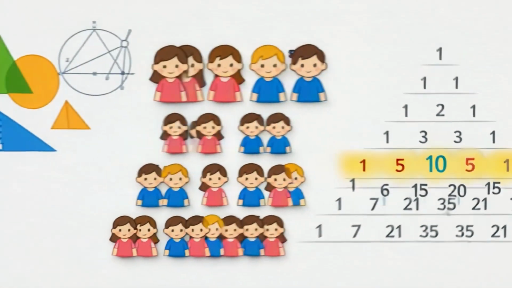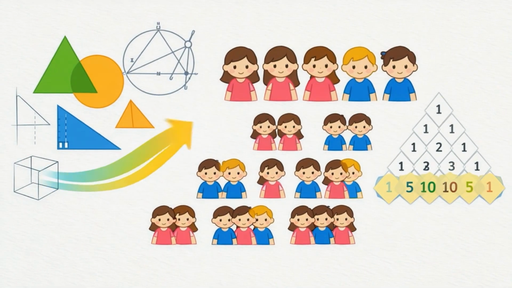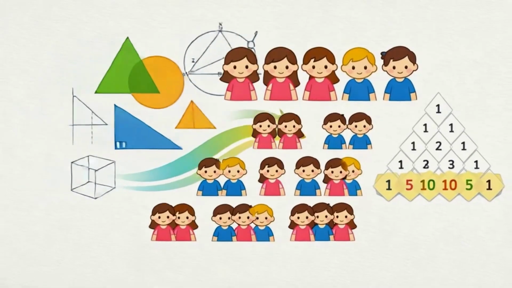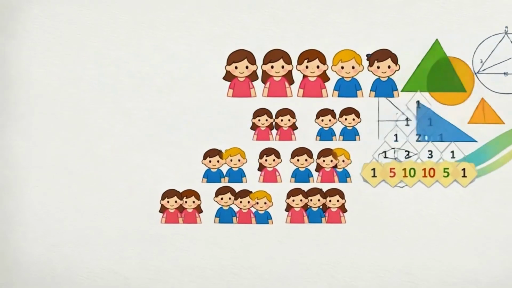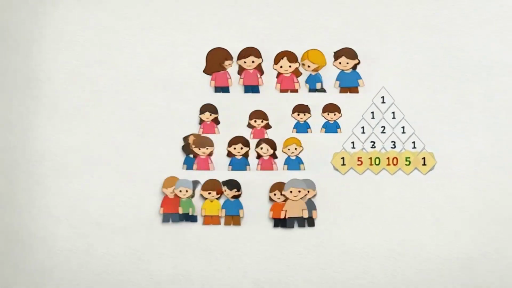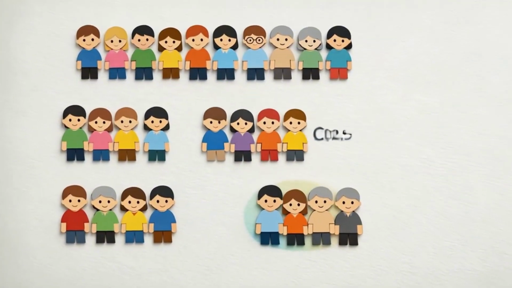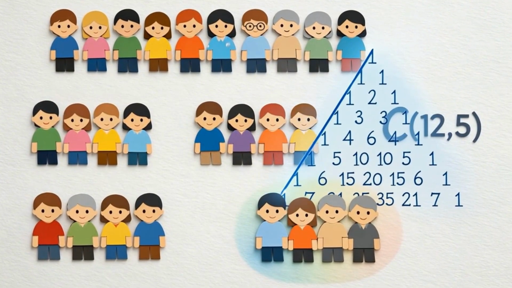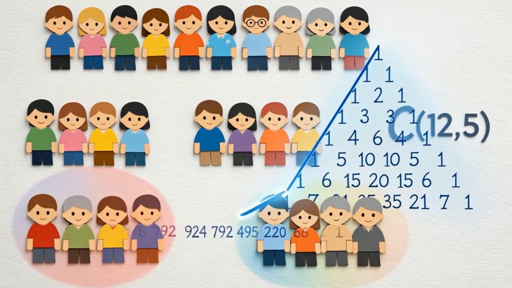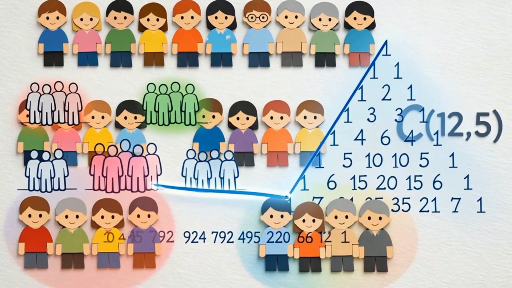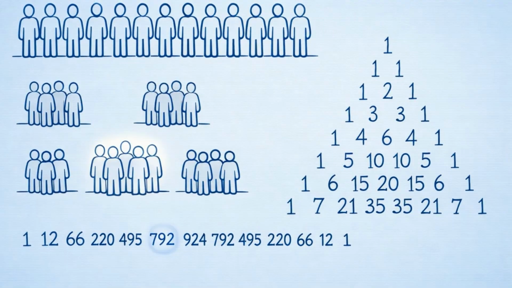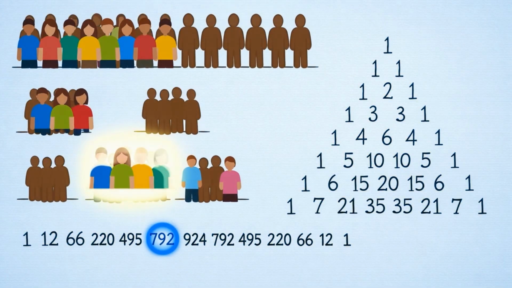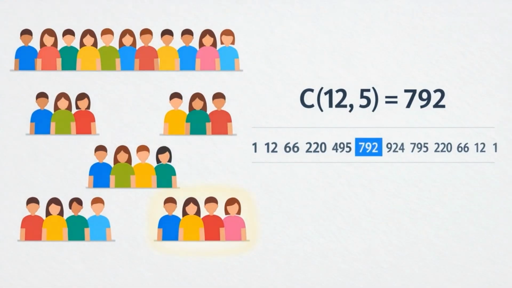Let's try another example. Suppose we have a group of 12 people, and we want to select 5 of them. Instead of calculating everything from scratch, we can go directly to row 12 of Pascal's triangle. If we count from the left, starting at 0, and move to position 5, the number we find there gives us exactly the number of ways to choose 5 people from 12. Fast, visual, elegant.